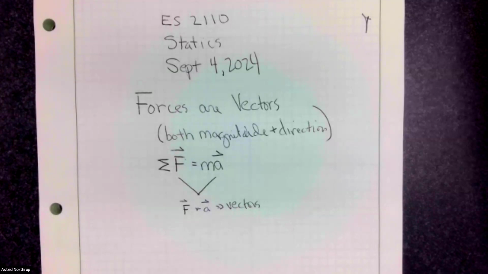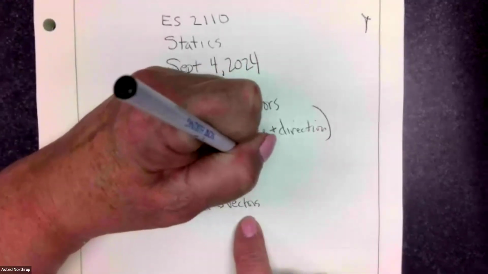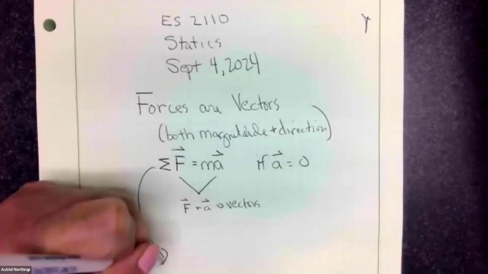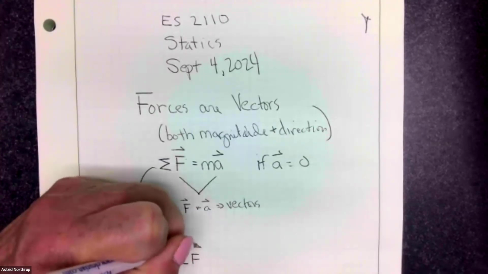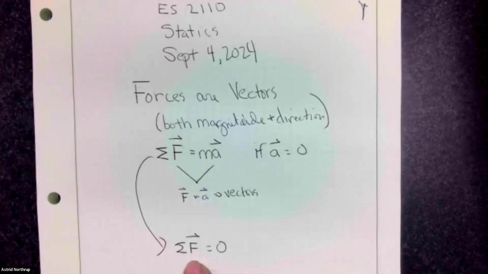This ties into some really interesting ideas later on. It also implies that in order for something to sit still or to not accelerate, in other words, if the acceleration is equal to 0, you get a statement that says the summation of forces in any vector direction is also equal to 0.